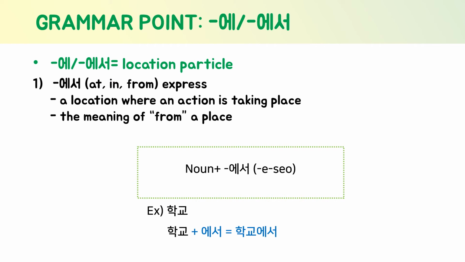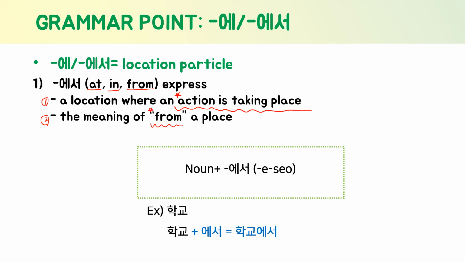So the next one is 에서. 에서 means at, in, or from. The first is a location where the action is taking place. This part is important. Remember, whenever the action is taking place in a sentence, you use 에서. Another meaning is from a place.